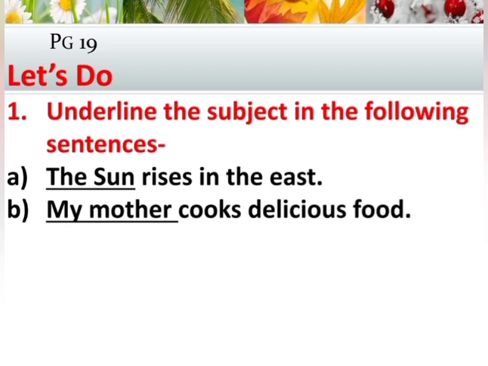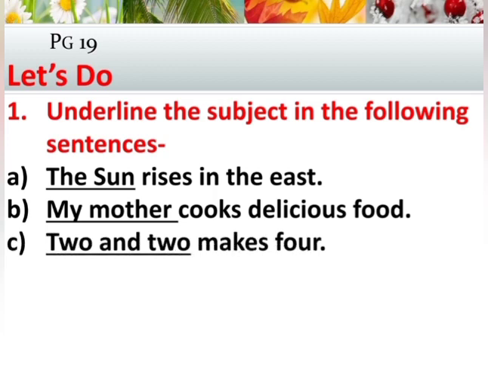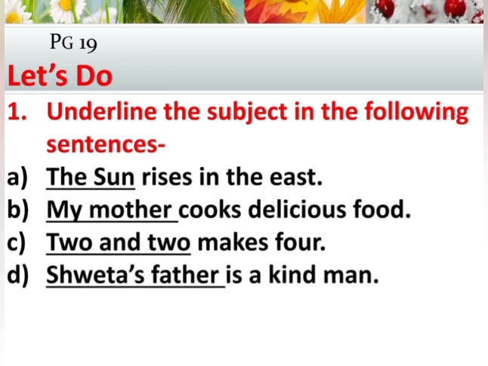B part. My mother cooks delicious food. Now who is doing the work here? My mother. So my mother is the subject. We'll underline it. C part. 2 and 2 makes 4. Who is making 4? 2 and 2. So 2 and 2 will be the subject. D part. Shweta's father is a kind man. About whom are we talking in this sentence? We are talking about Shweta's father. So Shweta's father is the subject.